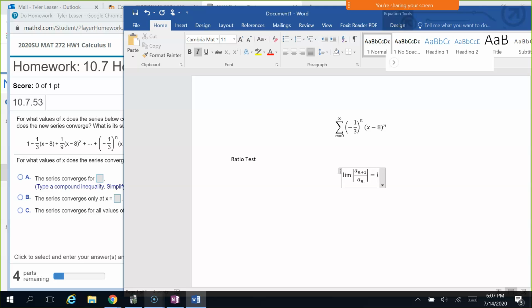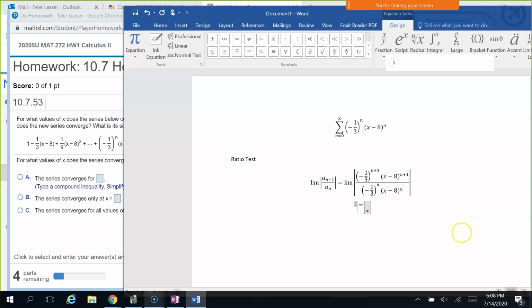So we'll just write this out. It's still the limit as n goes to infinity of this absolute value. The n plus 1 term is going to be that negative 1/3 to the n plus 1 times x minus 8 to the n plus 1, just replacing the n's with n plus 1. Okay, so it's going to be that as the numerator, all divided by negative 1/3 just to the n times x minus 8 to the n. So like this, just the n plus 1 term divided by the nth term.